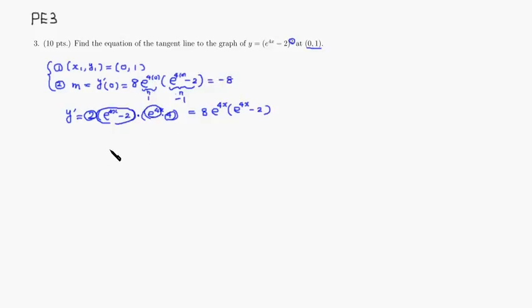Therefore, the equation of the tangent line is y minus y1, which is 1, is equal to the slope, negative 8, times the quantity x minus x1, which is 0. If you want, you can write it as y is equal to negative 8x, and put the negative 1 on the other side, plus 1. That's another way to write it, but that's the equation. That's it. I hope that this was clear.